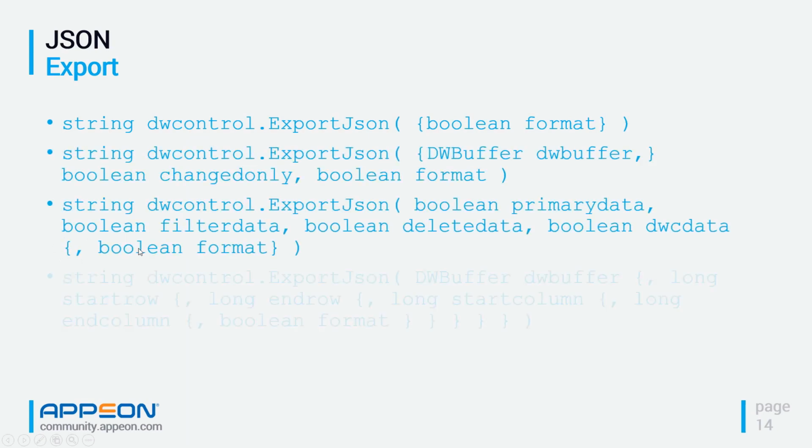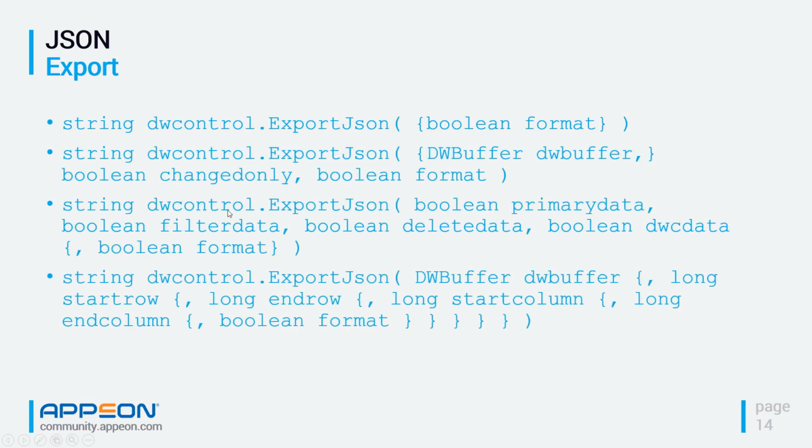So now we've got 2 different formats of JSON. How do we get that out of the DataWindow? How do we export it? Well, there's one method, but it's got a whole bunch of variations on how you call it. It's called ExportJSON. The Boolean argument that's on each of these indicates whether you want the simple JSON or the DataWindow standard JSON.